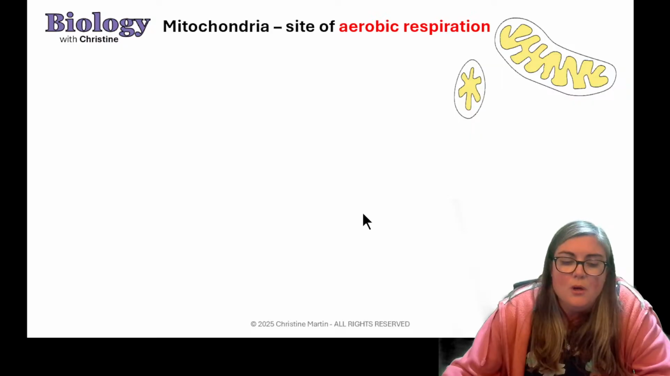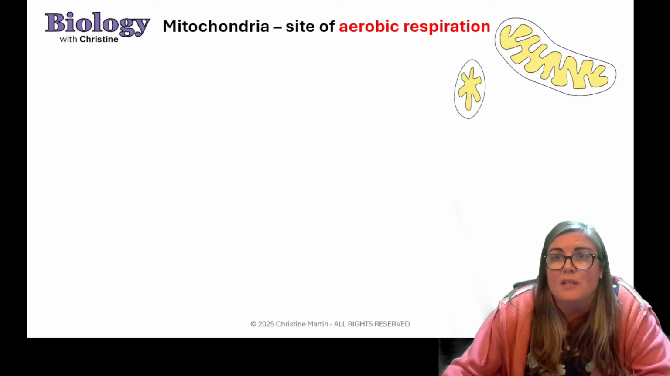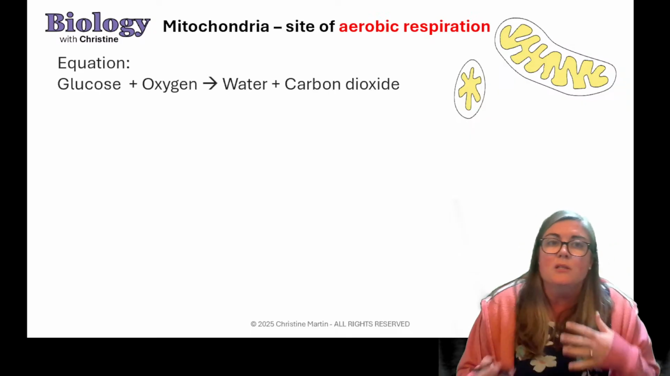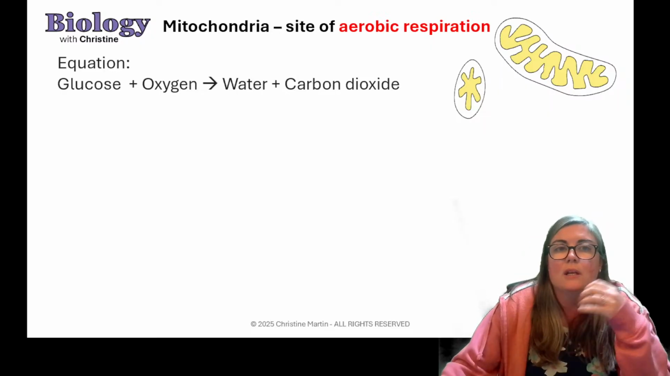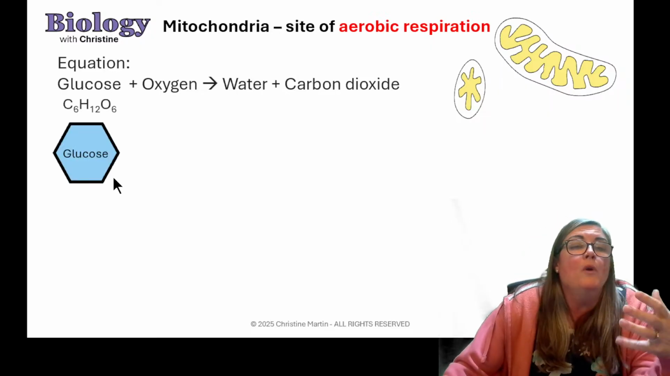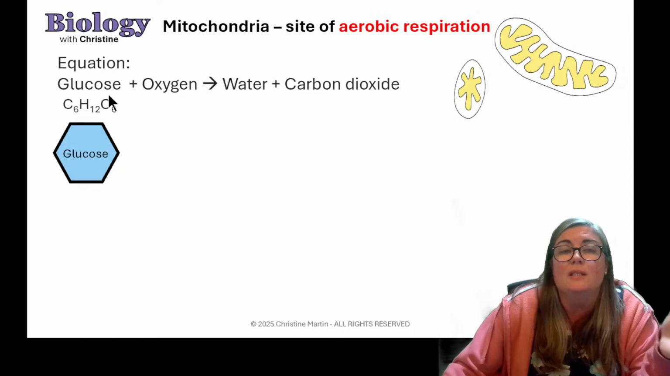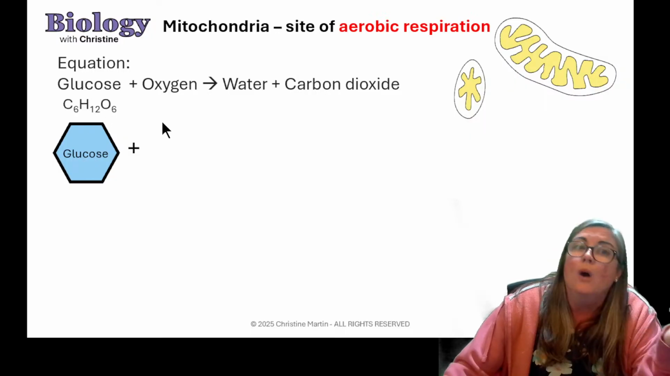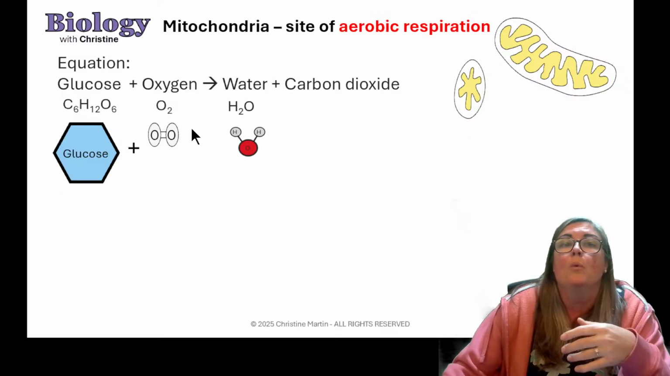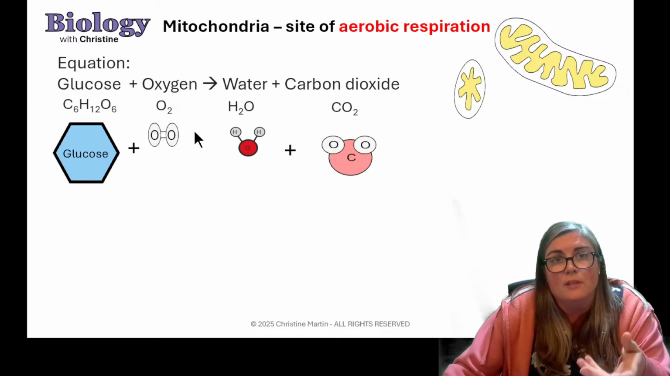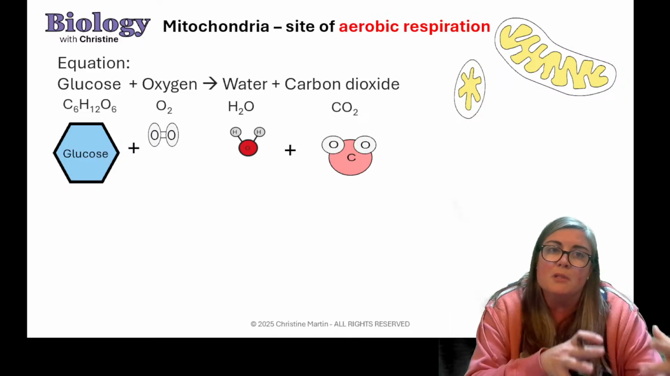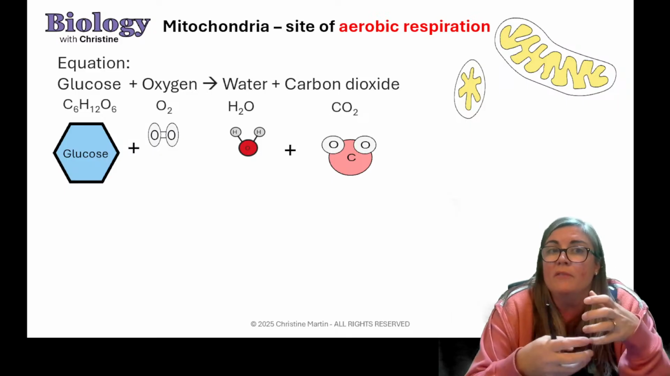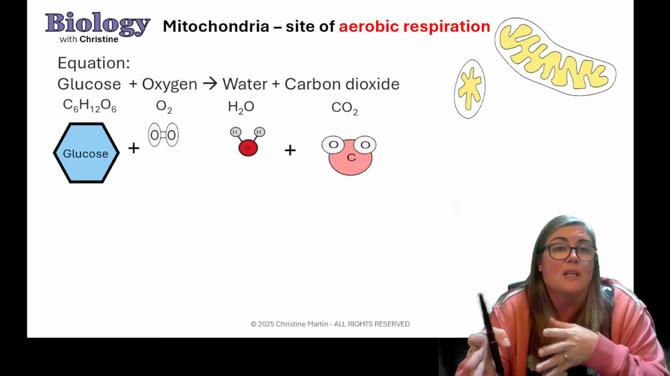So you should know that the mitochondria is the site of respiration. You should know that the equation is glucose plus oxygen goes to water and carbon dioxide. Now, it's really important that you understand what that actually means using some chemistry. So what is the chemical formula? Well, glucose, you should know, is C6H12O6. Oxygen is O2. Water, H2O. And carbon dioxide, CO2. So glucose plus oxygen is going to be in a reaction which converts it to water and carbon dioxide.